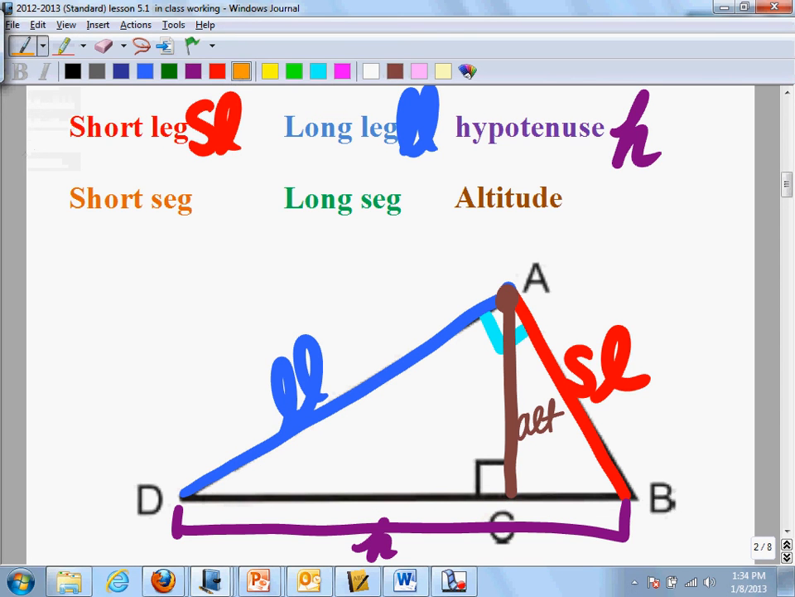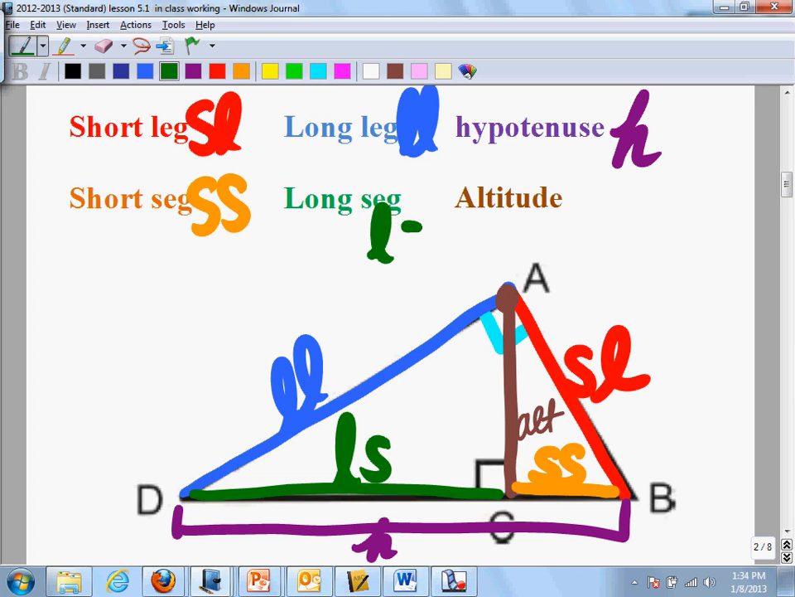Okay, ready? The altitude takes the hypo and splits it into segments. This, under the short leg, is called the short segment. We're going to call it SS. Very good. This is the long segment.